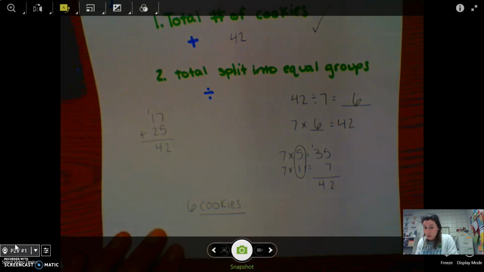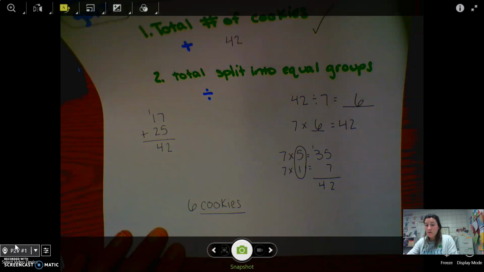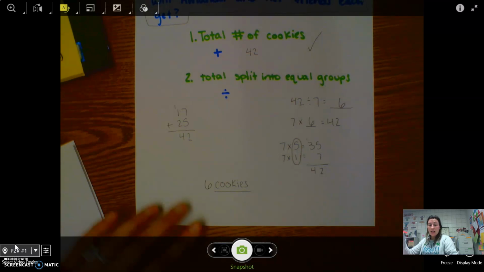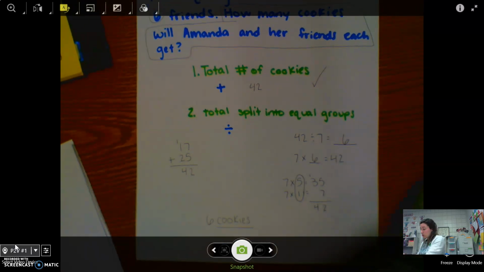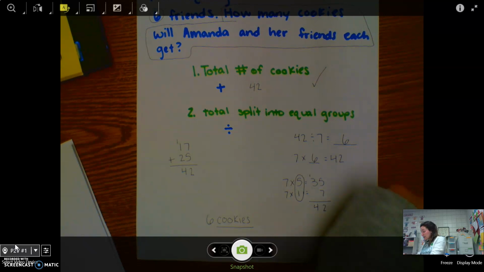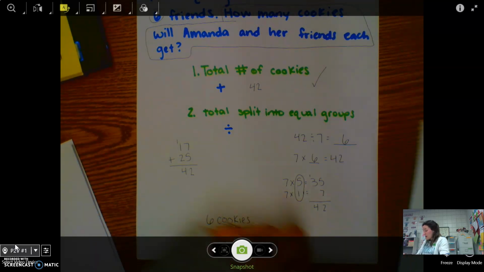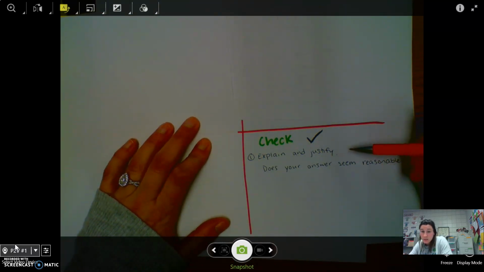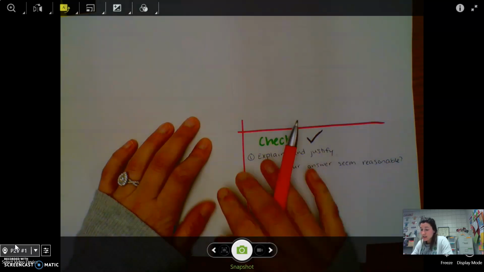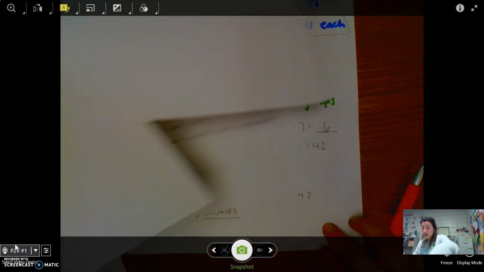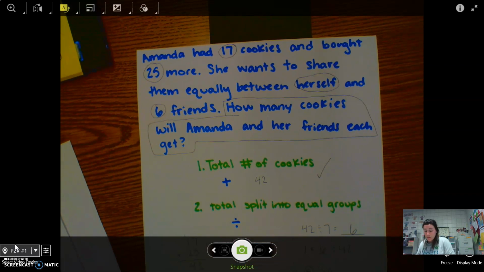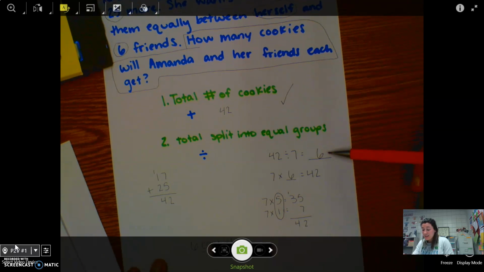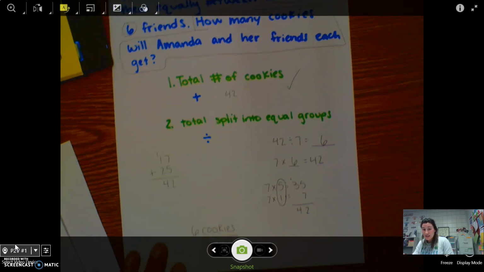It's very important. Okay? Now, after I finish solving this problem, there's one more step that I need to make sure that I do. And that last step is going to be checking my answer. Checking your answer is explaining and justifying. Does your answer seem reasonable? Well, if I go back to my problem, I know she had 42 total and I divided it by 7, so that means each friend gets 6 cookies. Yes, that makes sense.